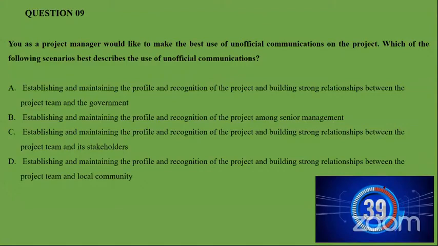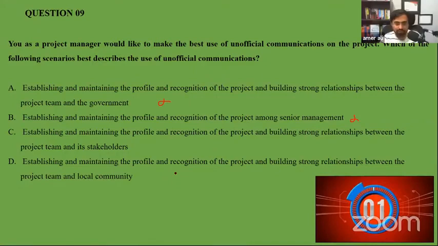Okay, so relationship between project team and the government should not be unofficial. So that would not be the option. We will eliminate A. Project among senior management also not unofficial. It should be official. That should also be eliminated. Relationship between project team and stakeholder also should be official. That should also be eliminated. And left out option would be D, project team and the local community can be used the unofficial communication. According to me, I would go with D.